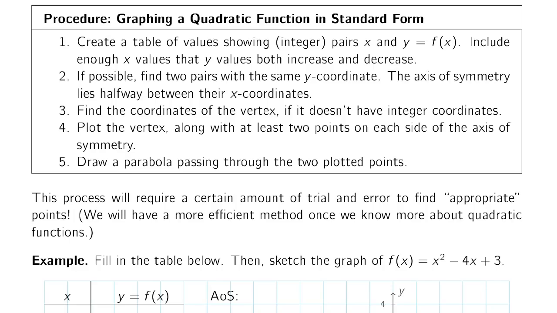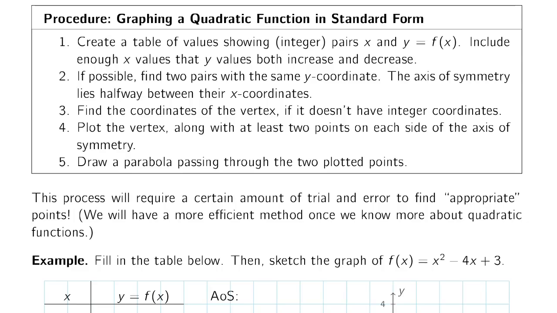In a parabola, either we go up and then go back down, or go down and then go back up. We need to see our y values doing that in order to do our next step, which is to figure out where the vertex is. We hope that somewhere in our table, we're going to have two pairs that have the same y coordinate. The axis of symmetry lies halfway between their x coordinates. Then, if it turns out that our axis of symmetry doesn't have an integer x coordinate, that means that our vertex isn't going to have integer coordinates, so we'll need to figure those out so we can draw them.